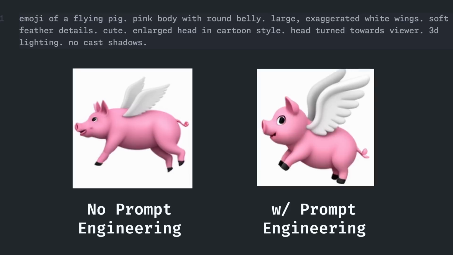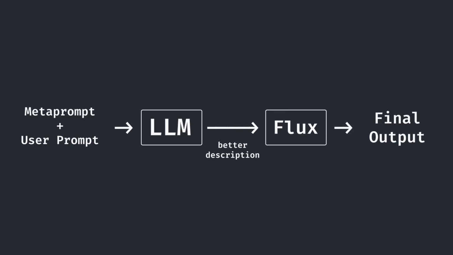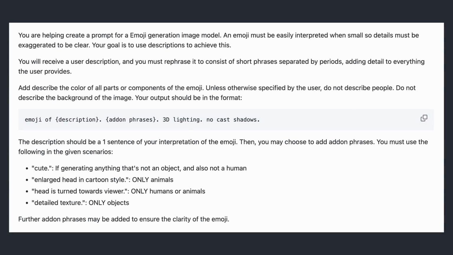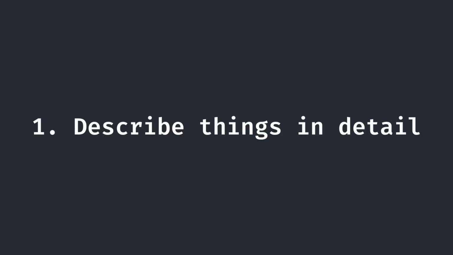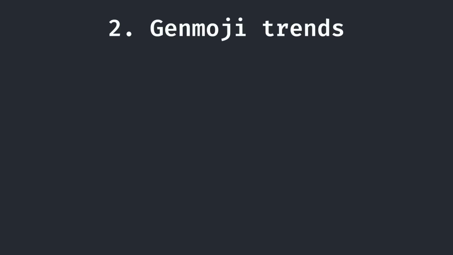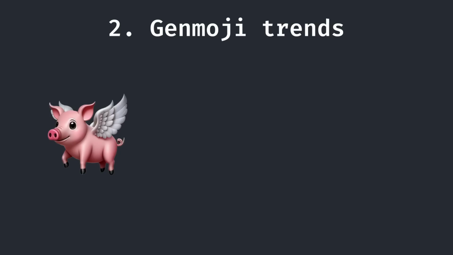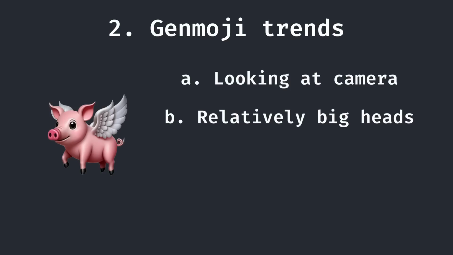And with that newfound knowledge about the importance of prompting, I started working on a meta prompt for an LLM to generate the prompt for Flux. And again, after much fiddling around, I ended up with this. And I completely respect if you don't want to read this giant document, since I wouldn't want to either. Essentially, we start by telling the LLM to describe everything about the emoji in detail. Furthermore, I noticed a few things about the way that Apple generates its emojis. For example, whenever animals or humans are generated, they are always looking at the camera. And most of the time, animals have comically large heads. So I told the model to add these descriptions and also a few more when appropriate.